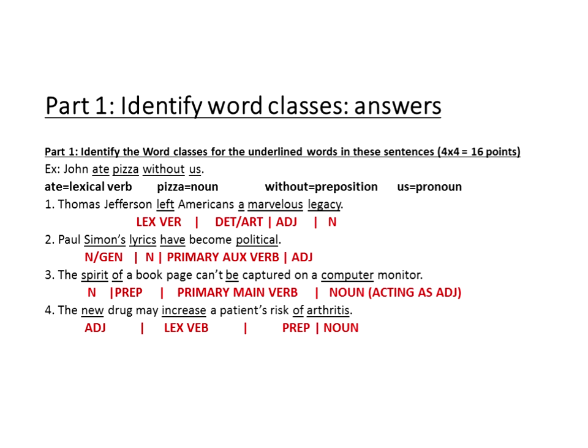Notice this one here, I called it the genitive of a noun. Either one is going to be okay. Noun. The primary auxiliary verb is have, and you can shorten that to PAV if you want. And then political is an adjective. Number 3, the spirit of a book can't be captured on a computer monitor. Noun, preposition, the primary main verb, and that's the verb to be.